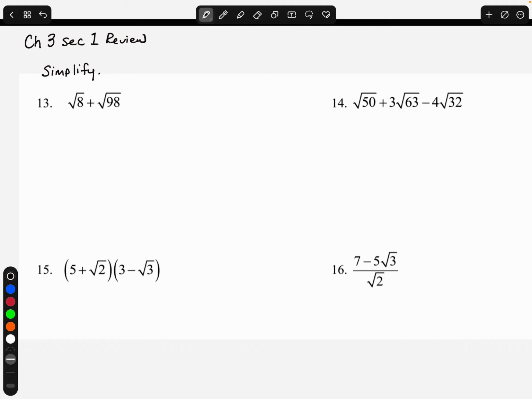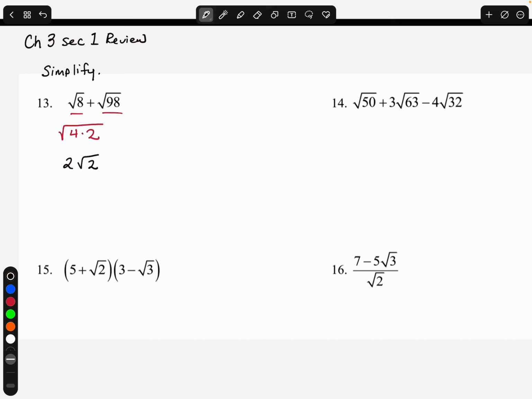So right now these are not like terms, so we can't do anything with them, but we want to see, can we simplify each of these down? Since we're taking the square root, I know that 8 is the same thing as 4 times 2, which is going to give me 2 times the square root of 2.